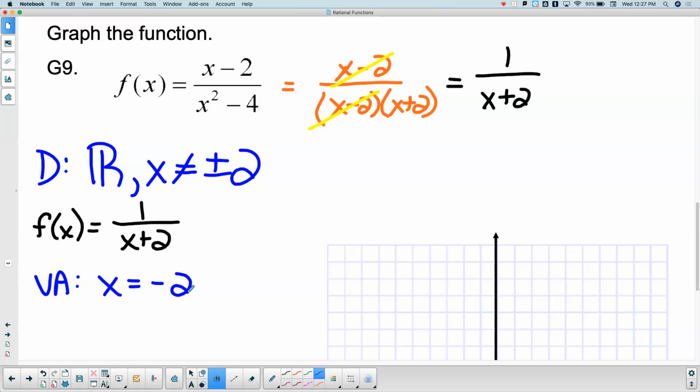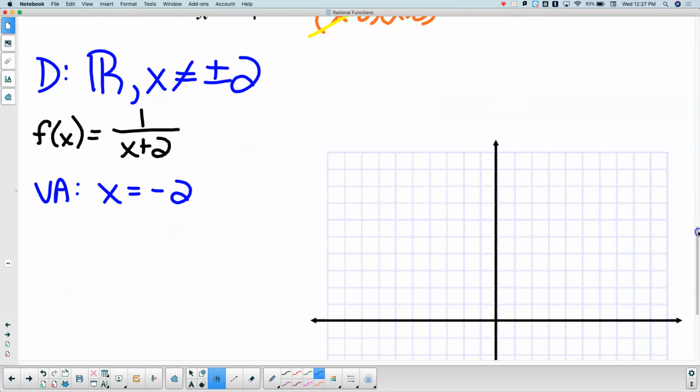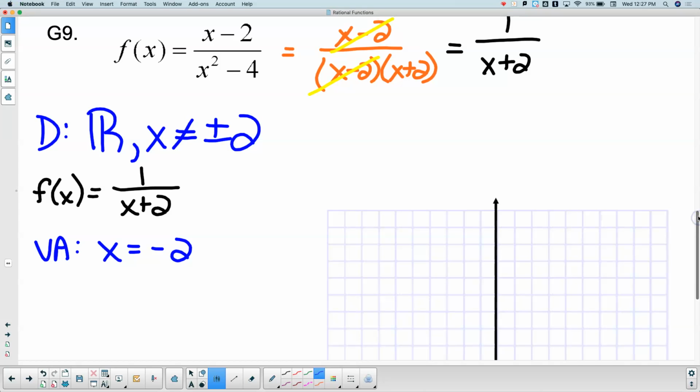You understand that? Okay. Simplifies our graph a little bit more. Okay. Then I still find my y-intercept, but I'm going to use this one now. So f of 0 is going to be 1 over 0 plus 2. That's going to be 1/2. So my y-intercept is at 0, 1/2.